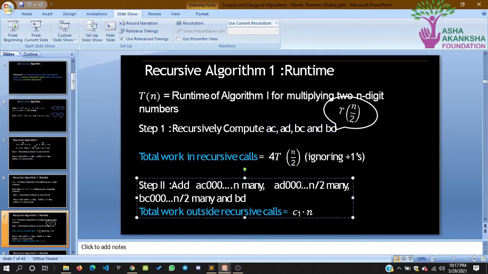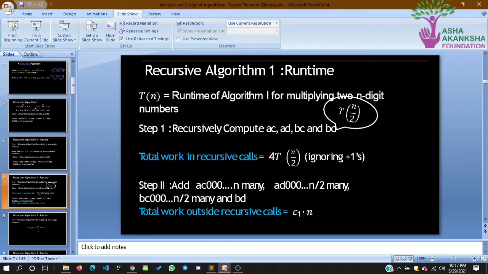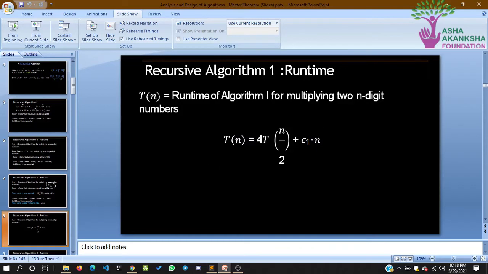Now, addition in the worst case: how many single digit additions do you have to do? You are taking AC and appending n zeros to the right of it. So you can say that in the worst case you are adding c into n, any n number of times. c is a factor introduced to take care of any unnecessary things which have not been accounted for in the algorithm. Then you just add both of these things. This is T(n/2), and this is the time complexity of this algorithm.